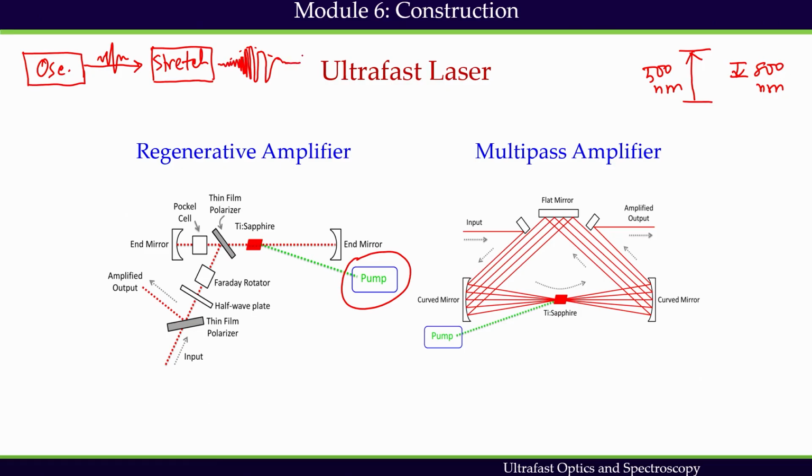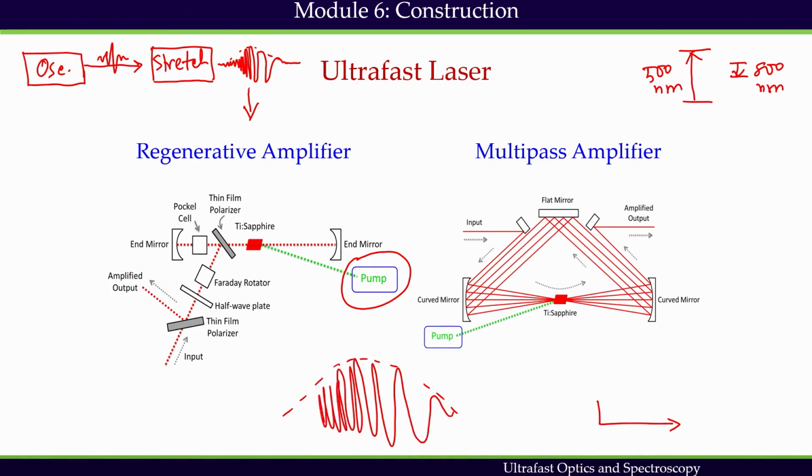Once we have stretched the pulse, we send it to the amplifier. In the amplifier, we simply amplify the stretched pulse. After amplification, we have to again recompress the pulse.